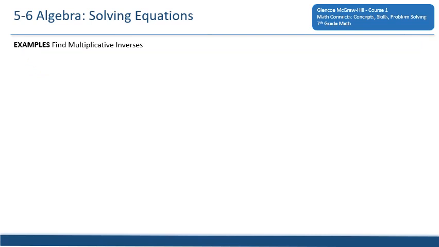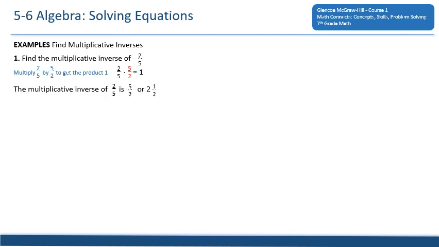Examples, find multiplicative inverse. Find the multiplicative inverse of 2/5. Multiply 2/5 by 5/2 to get the product 1. So we get 2/5 times 5/2 equals 1. The multiplicative inverse of 2/5 is 5/2, or 2 1/2, if we switched the improper fraction 5/2 to a mixed number.